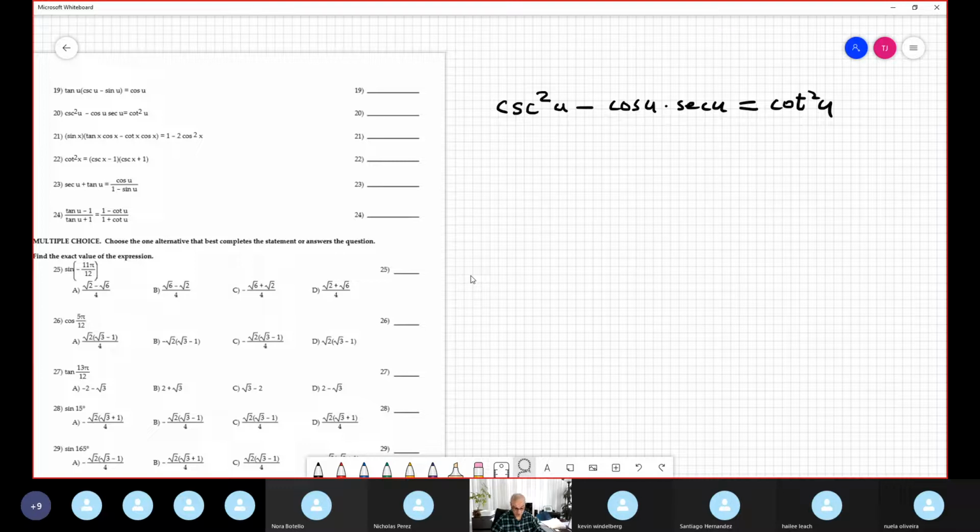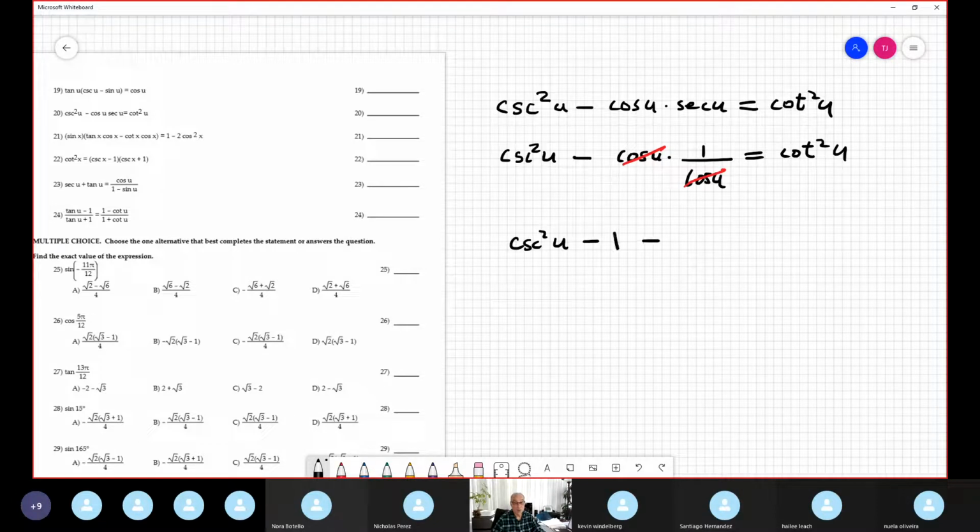Identity. Okay, let's do an identity. Well, I have no idea, I'm totally lost. However, I don't know, but this smells like we finish in Pythagoras, no? So cosecant square u stays like that, minus cosine u stays the same, but secant is the reciprocal. Reciprocal of cosine. Wow, I canceled this thing. Since it's cancelled, then we have cosecant square u minus 1 equal cotangent.